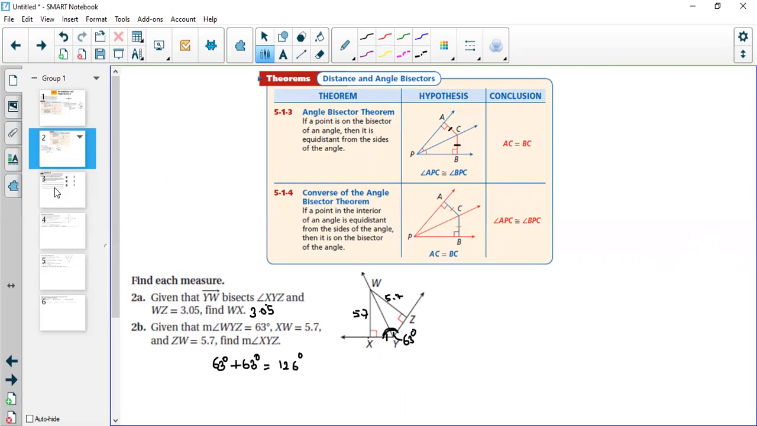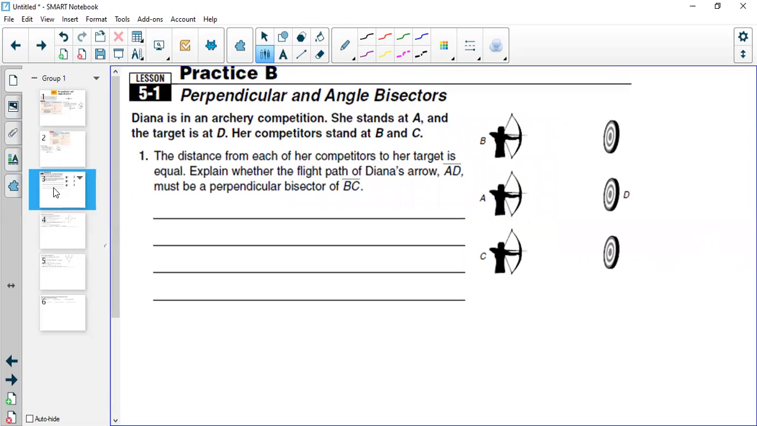Right, so let's keep this in mind and let's move on to the practice workbook questions. Here they are giving you a situation and asking you the reason. Diana is in an archery competition. She stands at A. So this is Diana. And her target is at D. So she needs to shoot here. Her competitors stand at B and C. So they just gave you the idea where their competitors are. They also need to shoot to D, right?